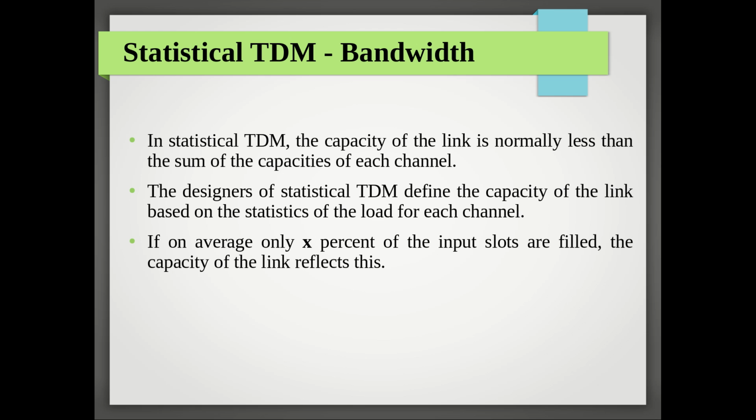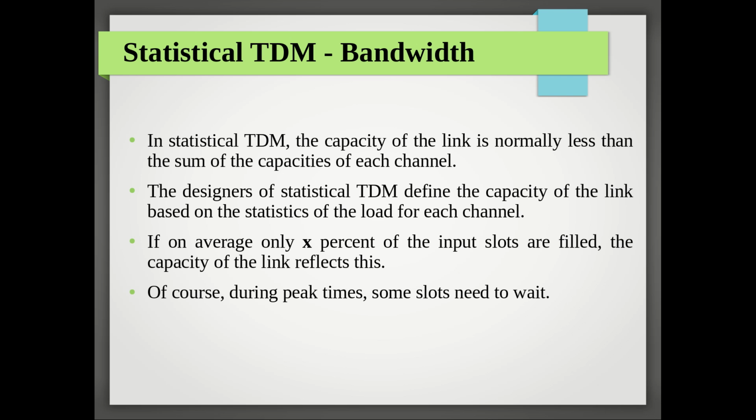So for example, if on an average x percentage of the input slots are filled, that means the remaining are empty. Say the actual capacity is 100, only 60% is filled, like that. If x percentage is being filled, the capacity of the link reflects this. Accordingly we will maintain the capacity.